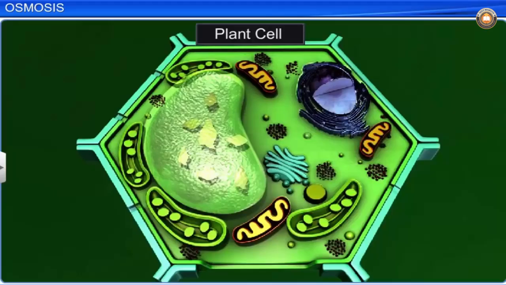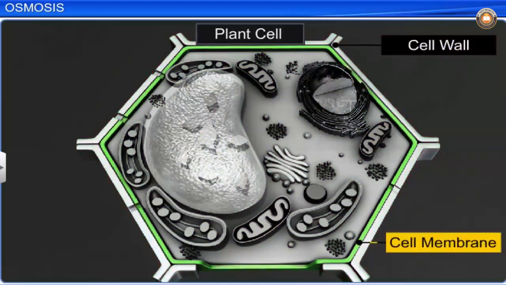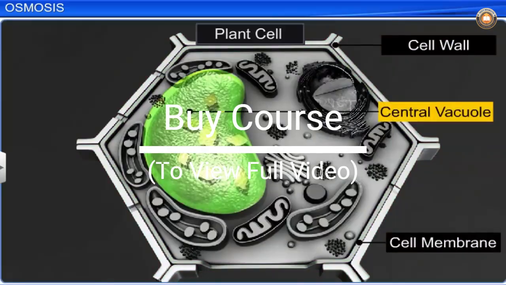A plant cell is bounded by a cell wall and a cell membrane. It also contains a large central vacuole.